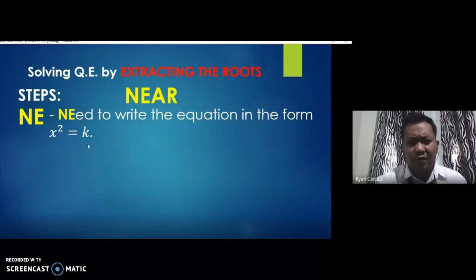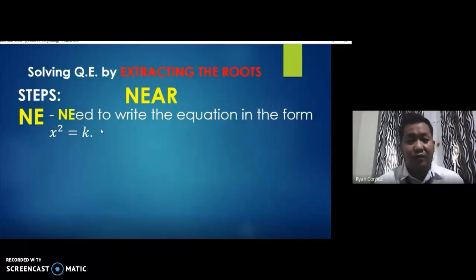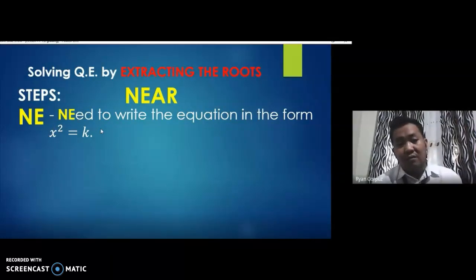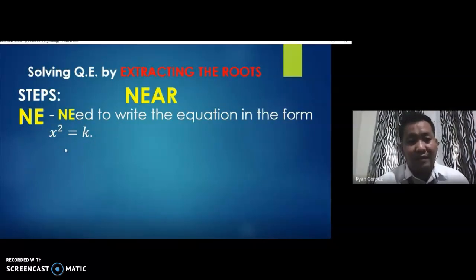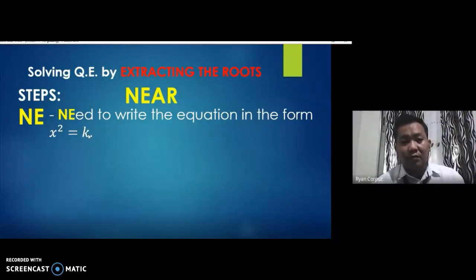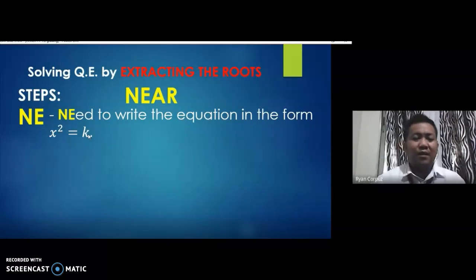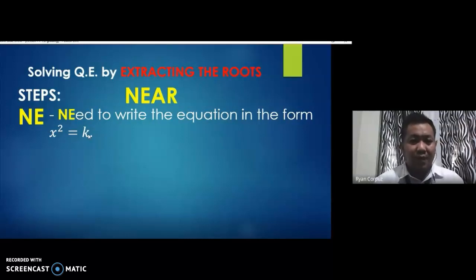What have you noticed on the equation? The equation is not the same as the general form of the quadratic equation with linear term and constant term. In this form, we only have the quadratic term and the constant term. k there is the constant term. So if you do have the quadratic term and the constant term in a given equation, you can solve that quadratic equation by extracting the roots.